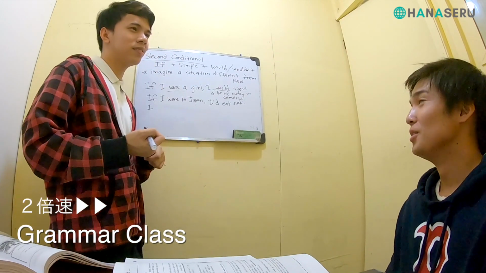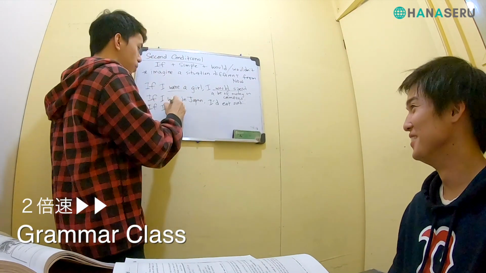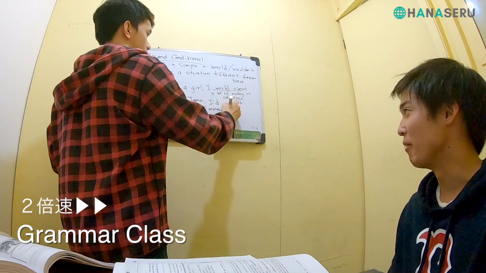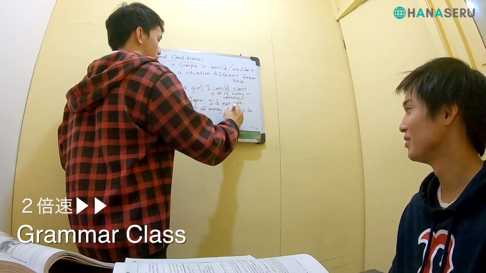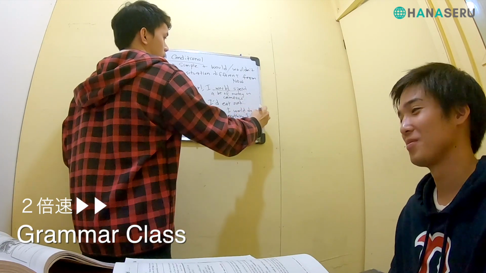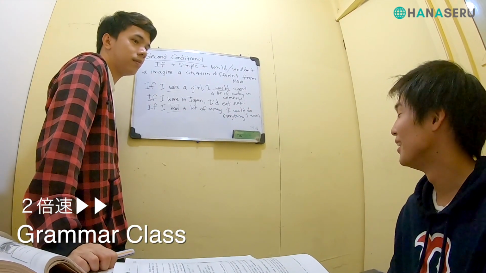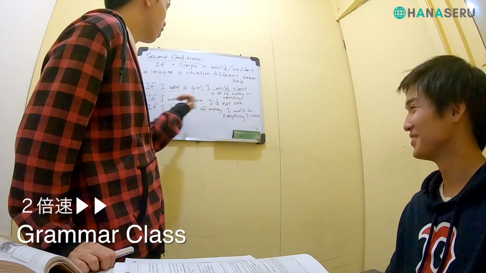Do you have a lot of money? No. Okay, so let's imagine that. What would you do if you had a lot of money? If I had a lot of money, I would do everything I want. Such as? Buy a car. Okay, I see. So if you had a lot of money, you would do everything you want.